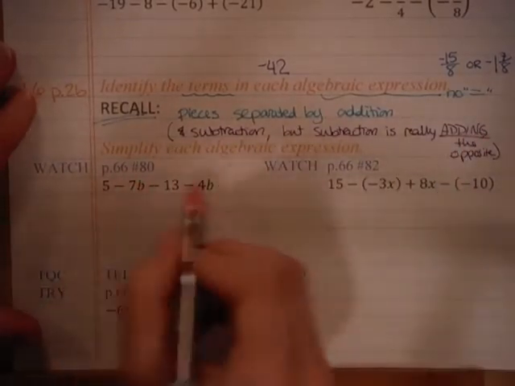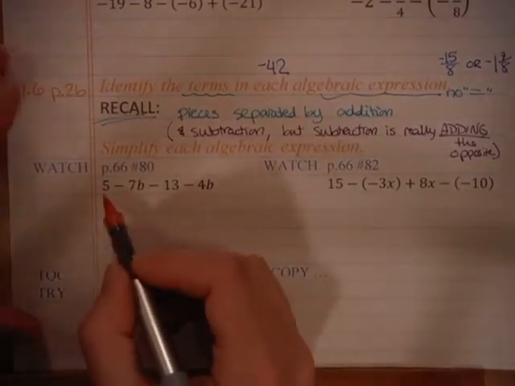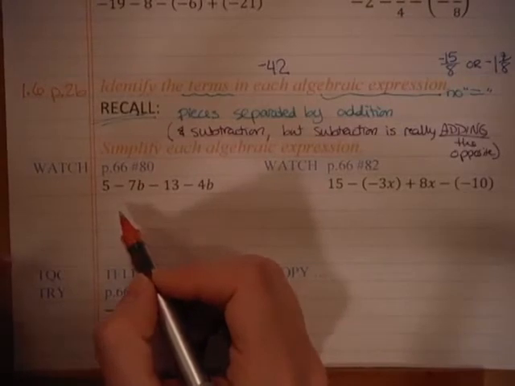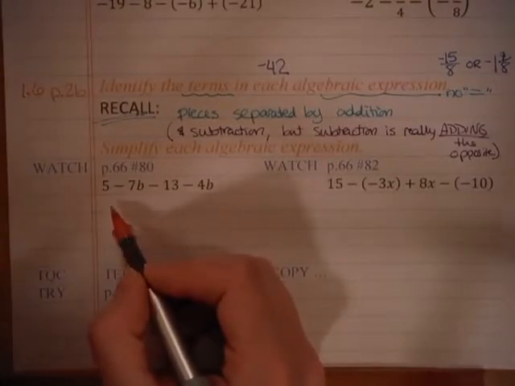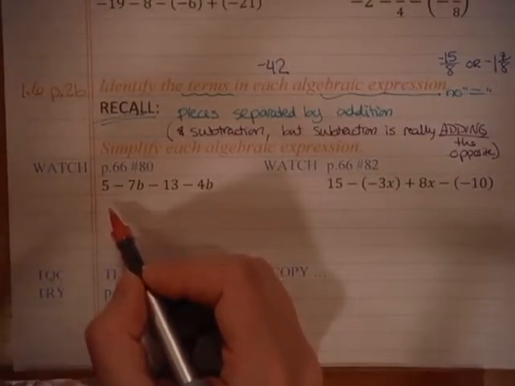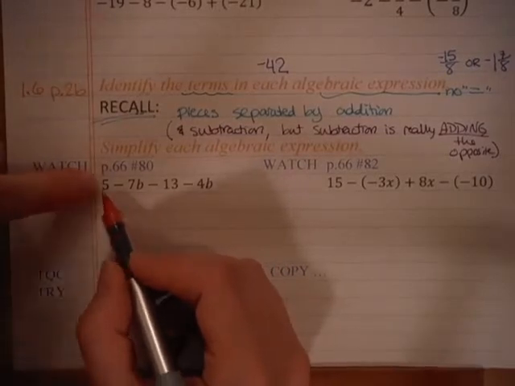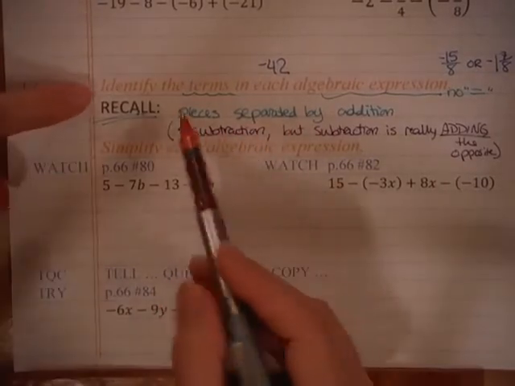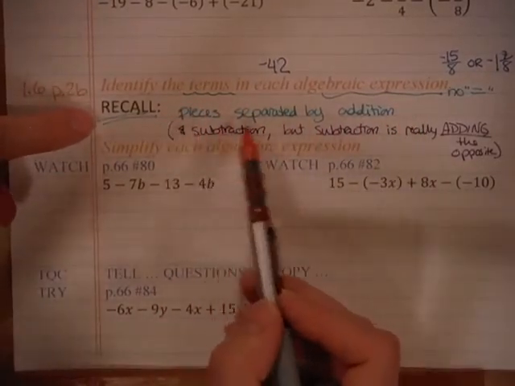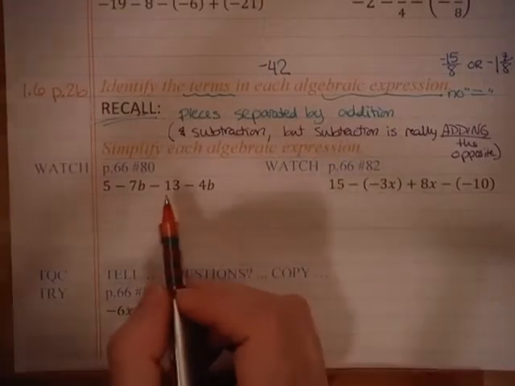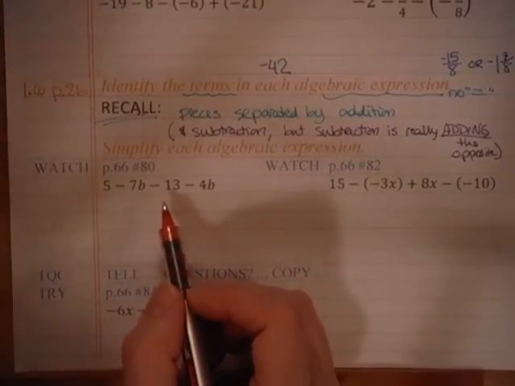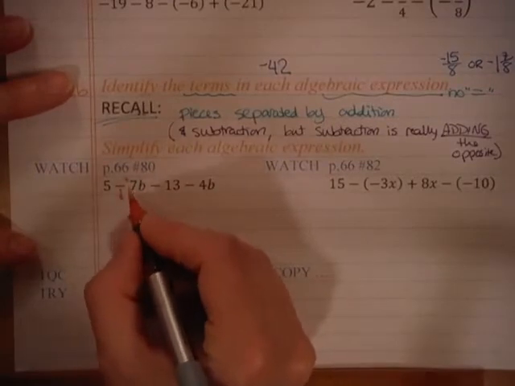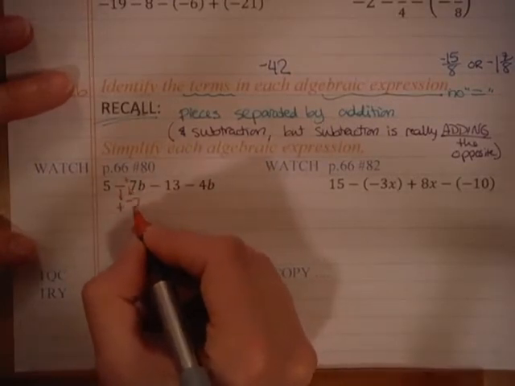So let's look at number 80. It's always helpful to read it out loud, and for you, copying it onto your paper when you're doing the assignment. Move from book to paper by copying it word for word, letter for letter as you go first. 5 minus 7b minus 13 minus 4b. Okay, let's start by identifying the terms, which means we need addition separating each piece, which is what we were going to do anyway. Dealing with subtraction, change it to adding the opposite. So minus the positive 7b is going to become plus a negative 7b.